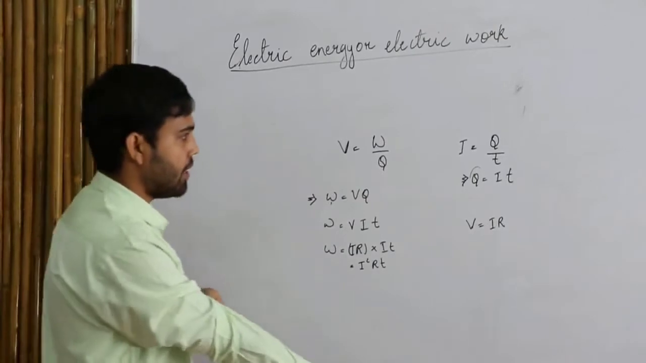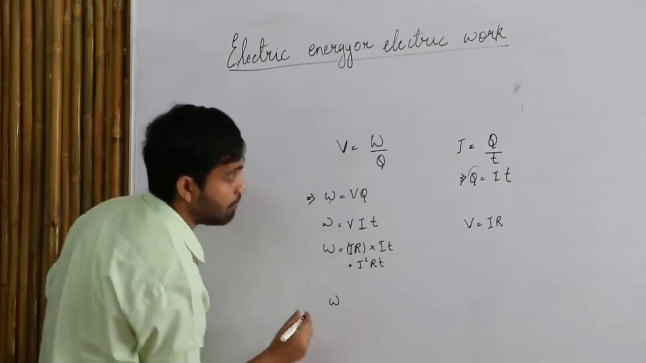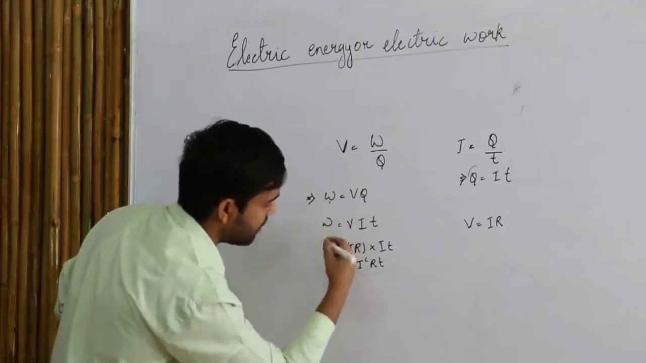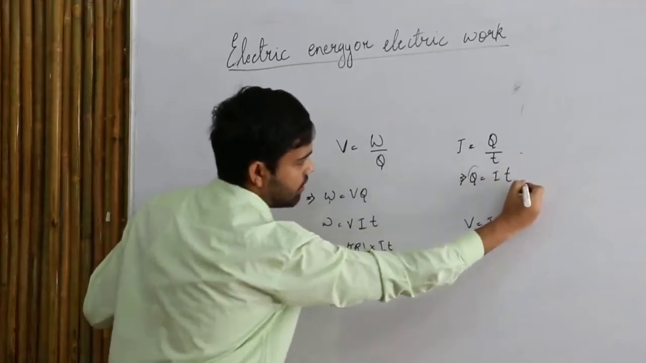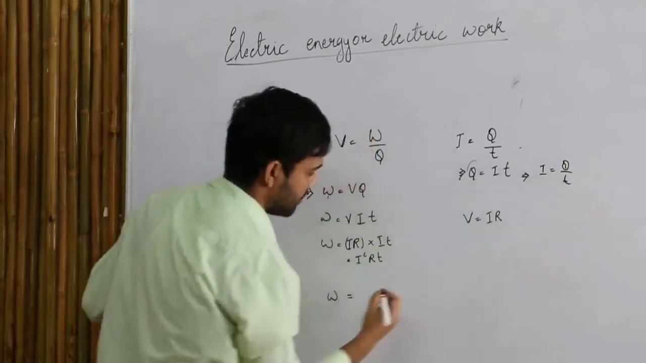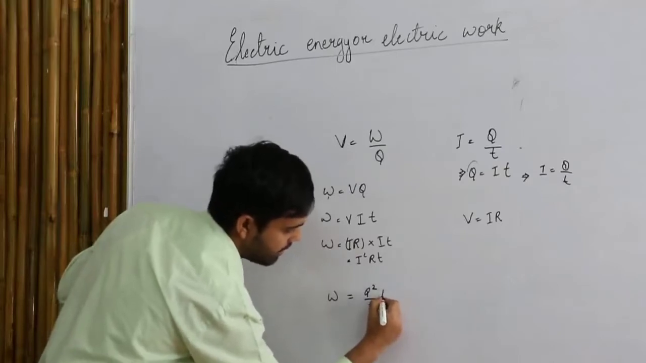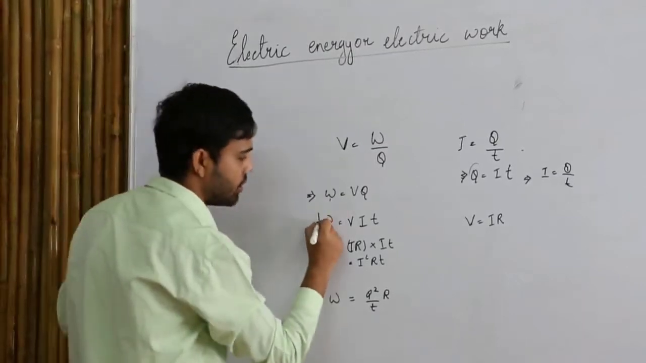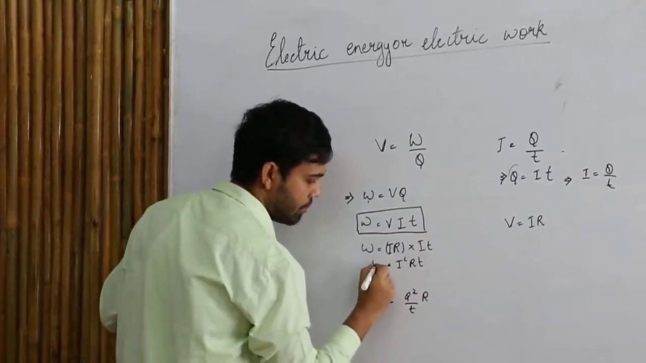Again, if I replace the value of I now in here, from here I have V, I am replacing the value of I. So I have V is equal to IR, this will imply my I is equal to Q by T. So I have W equal to Q squared by T R. So these are the formulas that we need to know for numericals. So just keep these formulas in mind.